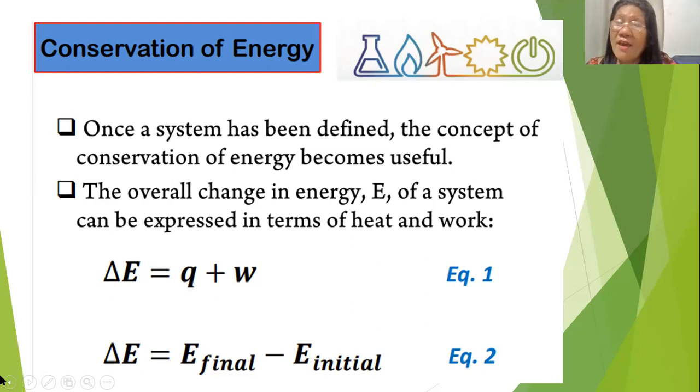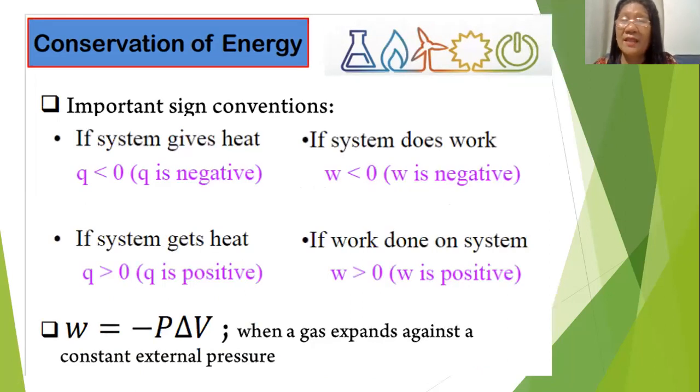So if you have a system wherein it has two ways or two processes, the internal energy will be the energy in the final minus the energy initial. That's the conservation of energy. And there are important conventions that you should remember.